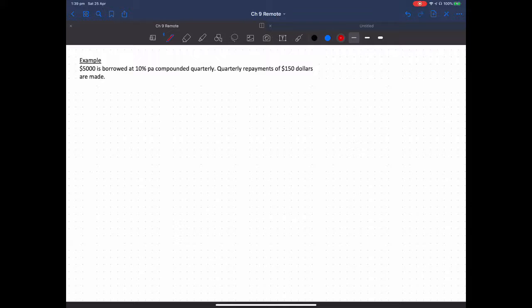In this example, we're told $5,000 is borrowed at 10% per annum, compounded quarterly. Quarterly repayments of $150 are made. So what we're going to do first is look at our recurrence equation. So we're going to identify the information that we've been given.